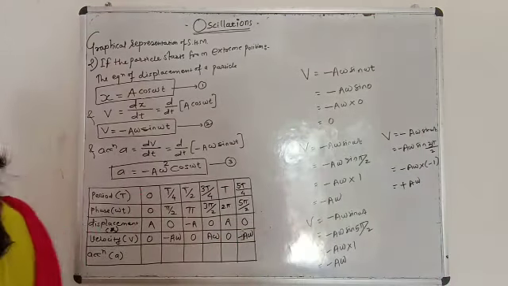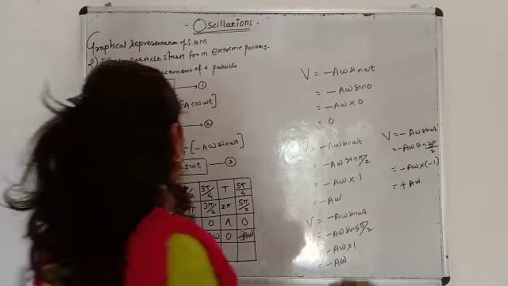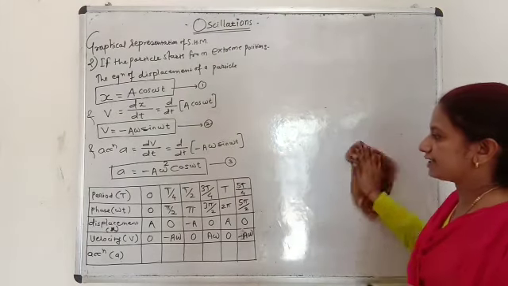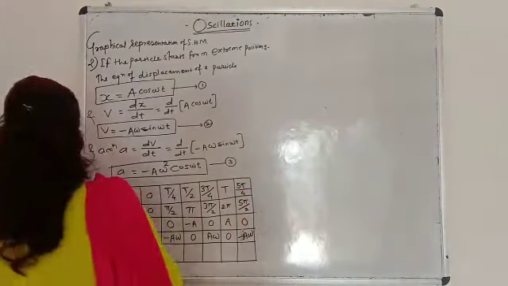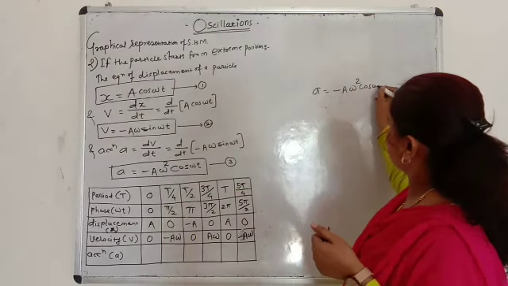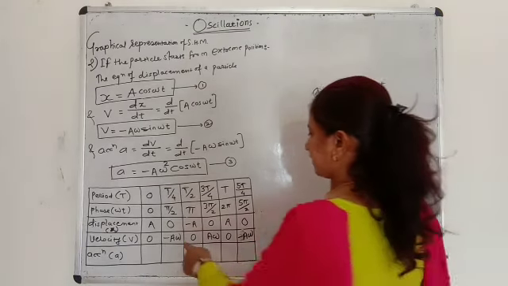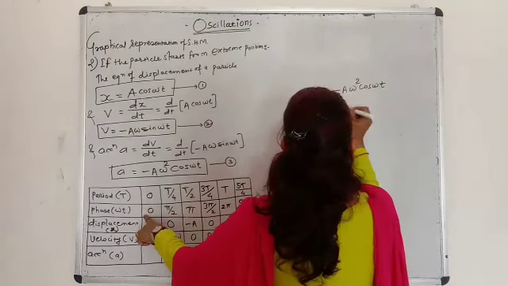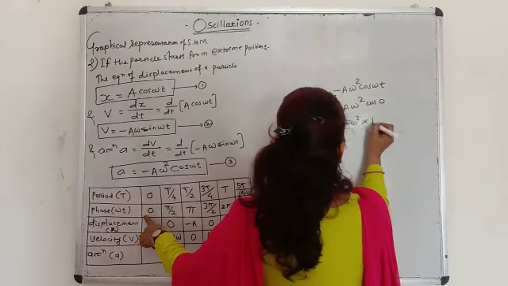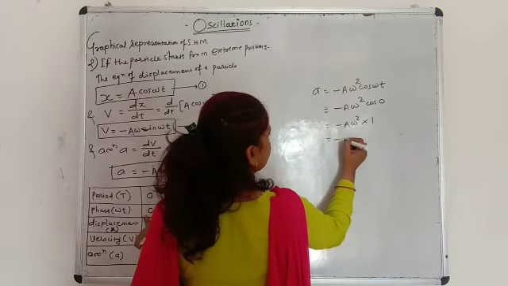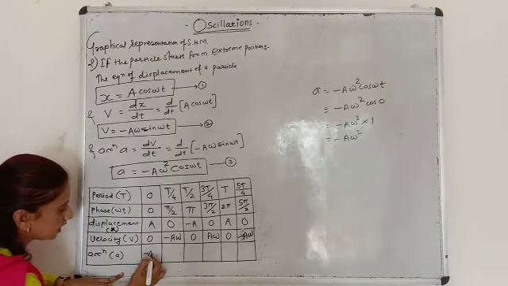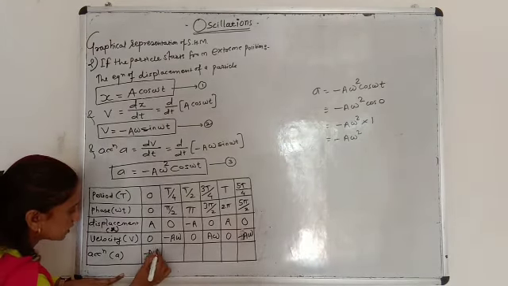The acceleration is again the cosine function. The formula for acceleration is minus a omega square cos omega t. First the phase is 0, so minus a omega square cos 0, and cos 0 is nothing but 1. So 1 into minus a omega square. So the first value of acceleration is minus a omega square.